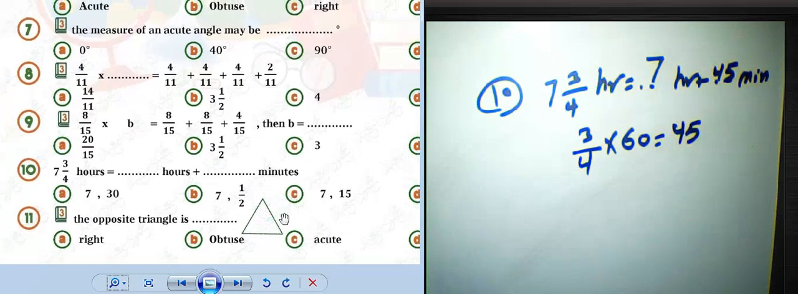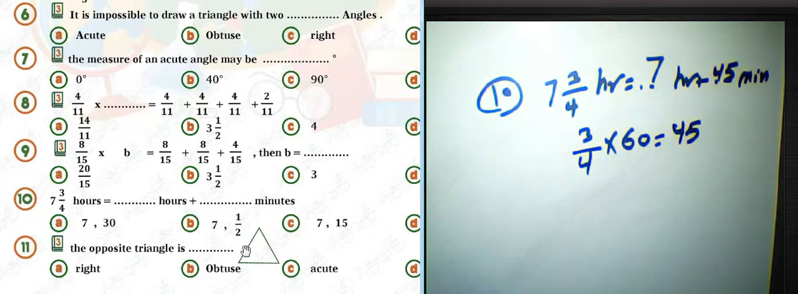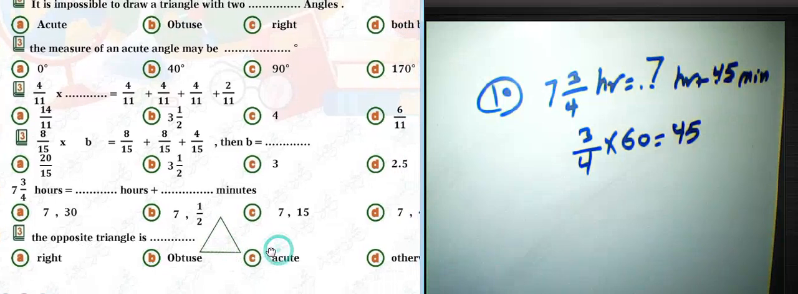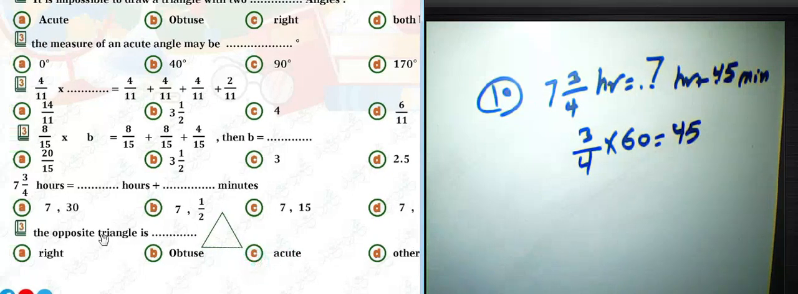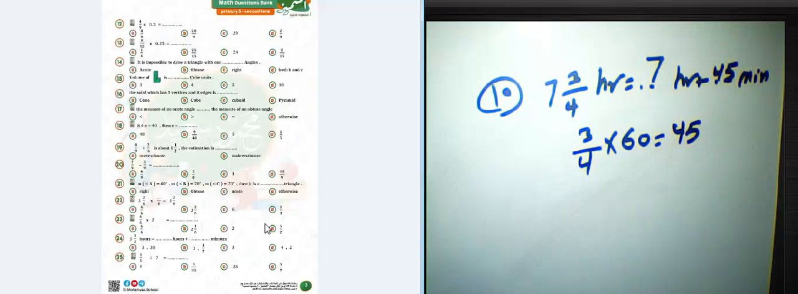Question number 11. The opposite triangle here is what? It is acute. The opposite triangle is acute. Choose letter C about question number 11. Next page here.